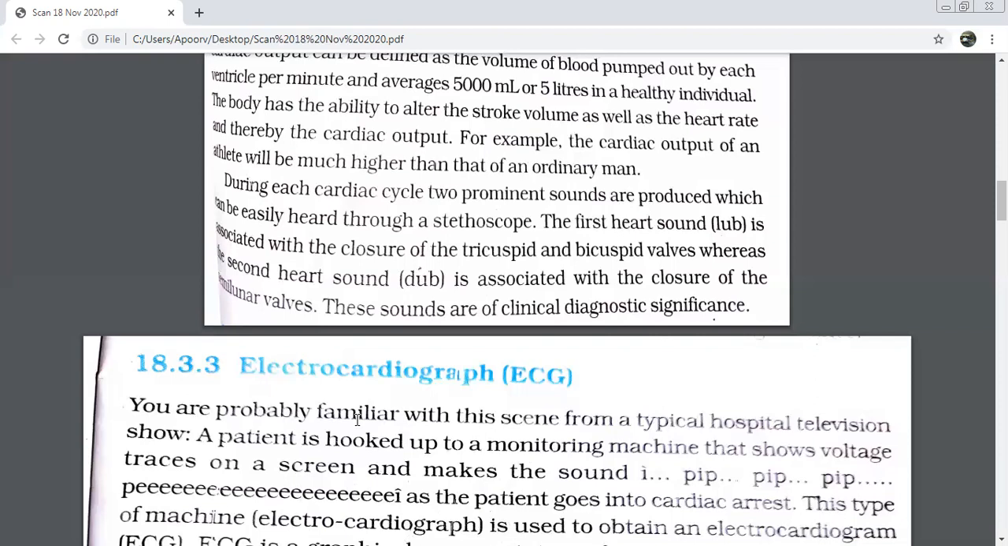We've got two sounds. First sound is called Lub. And the second sound is? Dub. Which sound is associated with closure of semilunar valves? Dub sound. And which one is associated with closure of tricuspid and bicuspid valves? Lub.